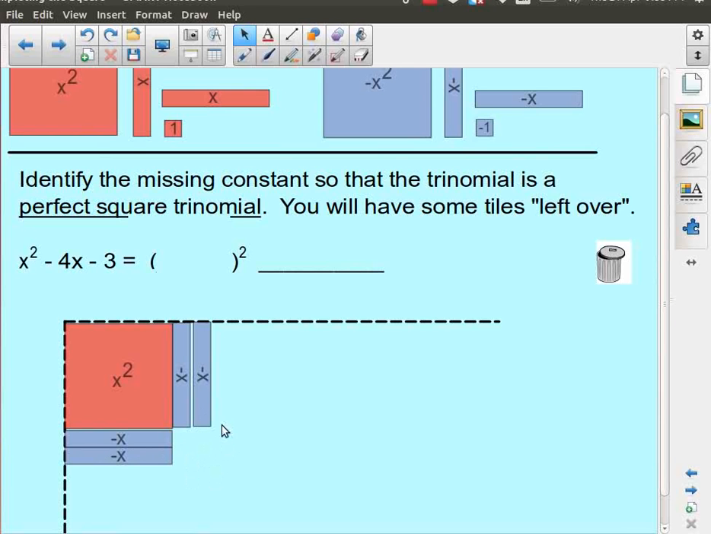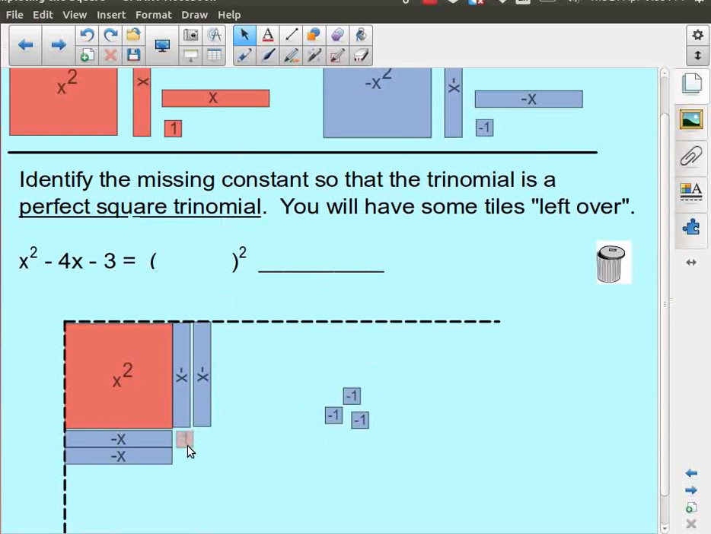I want blue tiles here, but in my original expression I just have three, sorry, I misspoke there. I want red tiles here because this is a negative, this is a negative. I want negative times negative to give me positive in this corner. But I have -3 tiles to start with. So the same thing we did before.